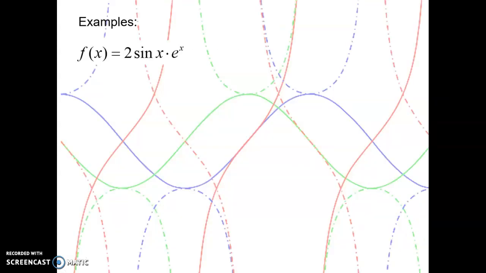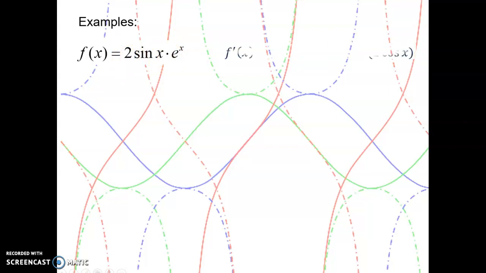So let's try some examples, bringing together these 6 new rules with some of the rules we already have. The first one is, let's try to find the derivative here. Now here I'd have to use the product rule. Notice I have a function multiplied by a function. I have a sine function multiplied by an exponential. I also have a constant multiple here in front.